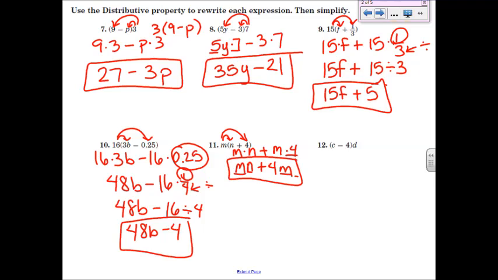And the last one, number 12 for this page here. D gets multiplied by both. So I have C times D minus 4 times D. So like I said before, if I have two variables being multiplied, I just put them right next to each other, CD, and then the 4 goes right next to the D. And again, this one has a C, this one doesn't. So these are not like terms, they cannot be combined.